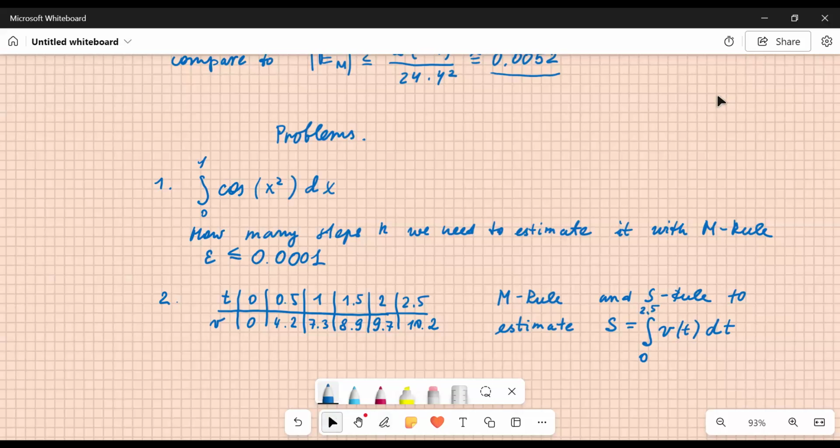Because for cosine, maybe it's going to be too complicated to use many steps, but here, it's not supposed to be too complicated. You see, something is given numerically, so we basically don't know what the function v is. We just know the numerical values for it. But we still can estimate the area underneath, and this area is going to give us the displacement over that time. Okay, I think that's all.